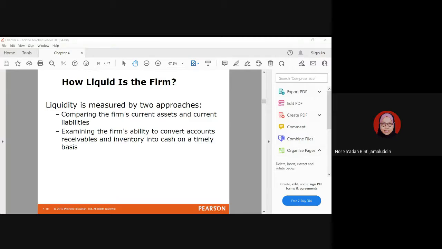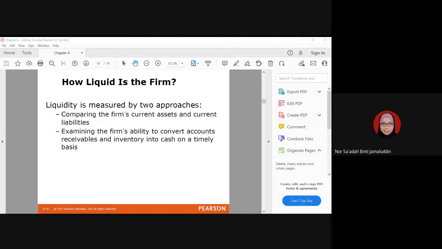Nak convert lah awak punya account belum terima. Account belum terima ni dalam arti kata lain accounts receivable ataupun awak punya hutang, orang yang hutang dengan awak. Okay, sejauh mana kemampuan firma untuk ubahkan orang yang hutang dengan kita tu kepada cash. Maksudnya macam mana kemampuan kita nak collect from our receivable pada masa dia lah.